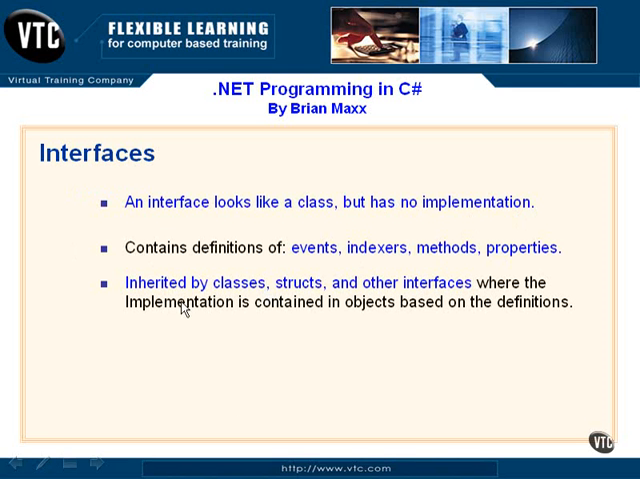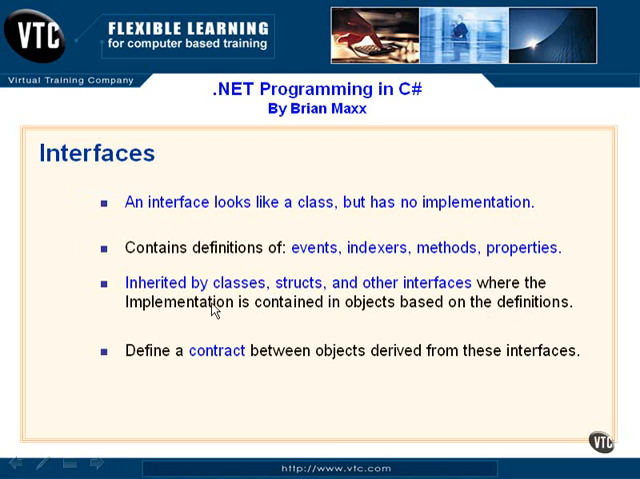Now, the implementation is going to be contained in objects based on the definitions. So we're defining things in the interface. This is what things are supposed to look like, and then we're implementing things in the actual inherited thing that you're using: classes, structures, or other interfaces. So what we're doing is defining a contract between objects derived from these interfaces. Basically, you implement an interface and then you use it in a class.